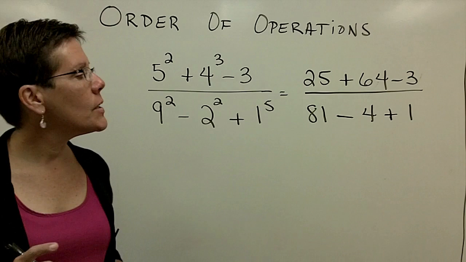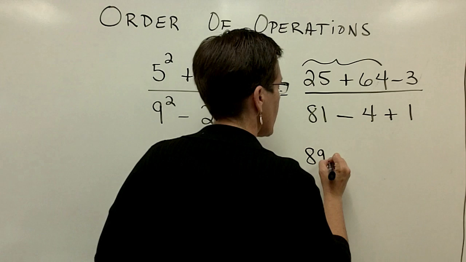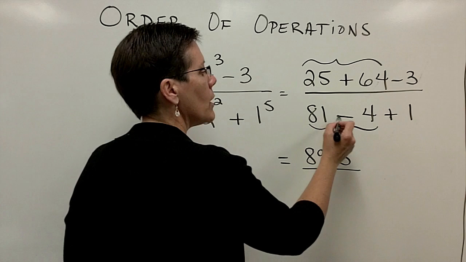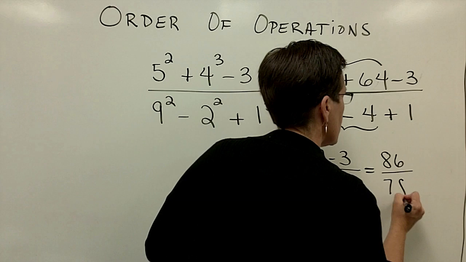Let's go ahead and finish this numerator by working left to right. So 25 plus 64 is 89, and in a minute I'll subtract the 3 from it. In this denominator, let's work from left to right. 81 minus 4 is 77, and in a minute I'll add that 1 to it. Let's finish those two up. So I have 86 in the numerator and 78 in the denominator.